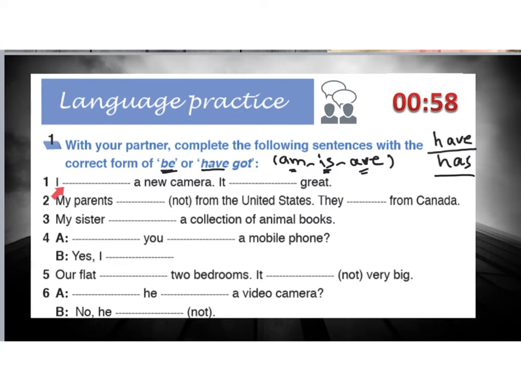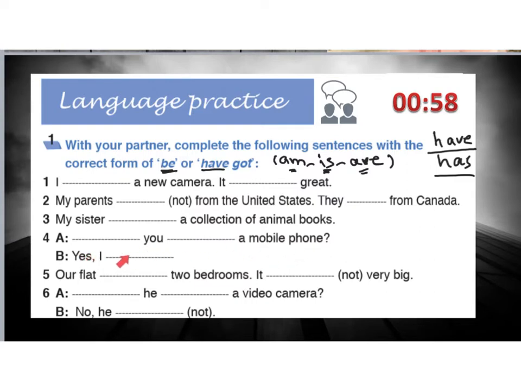Number 1, I say I have got a new camera, it is great. My parents, not from the United States. My parents, okay, try it yourself. My parents are not from the United States. They are from Canada. My sister, a collection of animal books. My sister, she has got. My sister has got a collection of animal books.